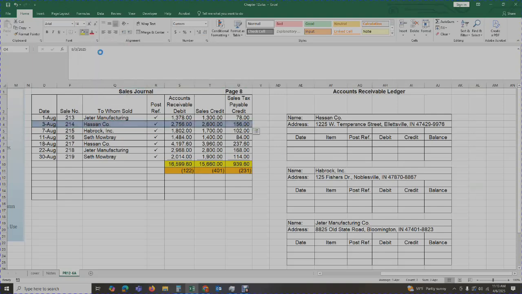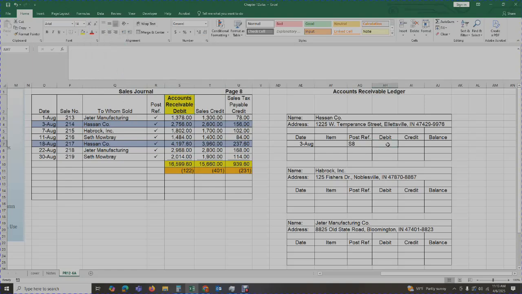So I'm looking at Hassan. I've got 2 entries for Hassan, so I'm just going to transfer that over. This is August the 3rd. For the item I'm going to leave it blank. This is coming from sales journal 8, and this is an accounts receivable ledger, so we're going to be focusing on our accounts receivable balance.